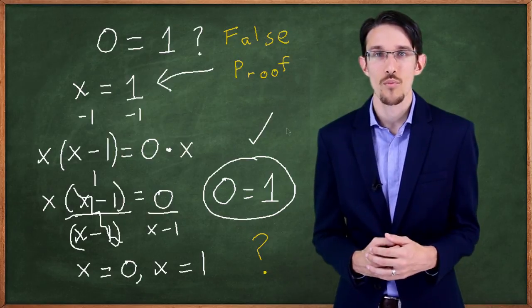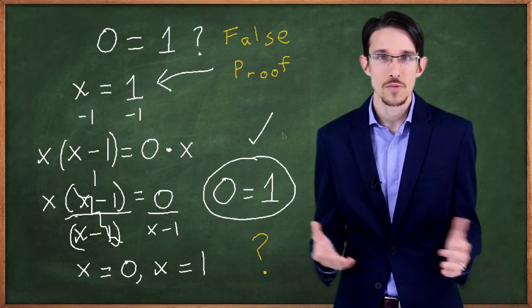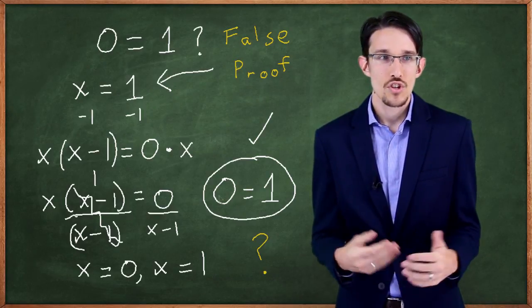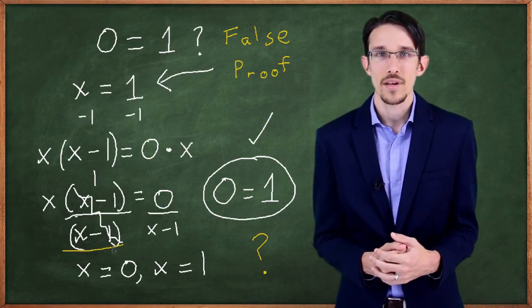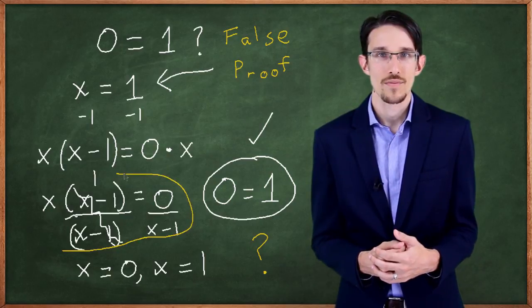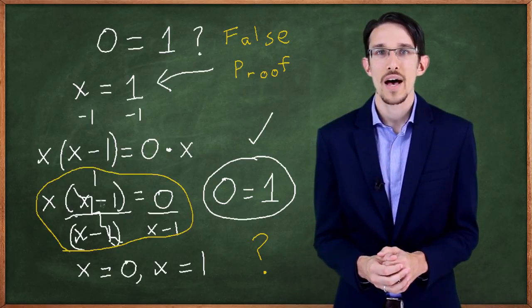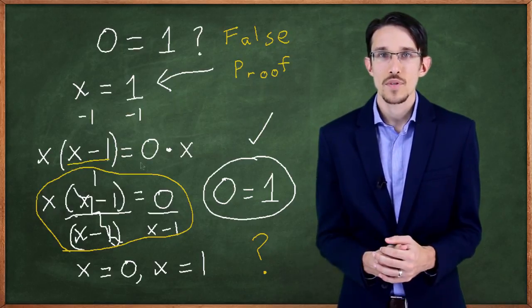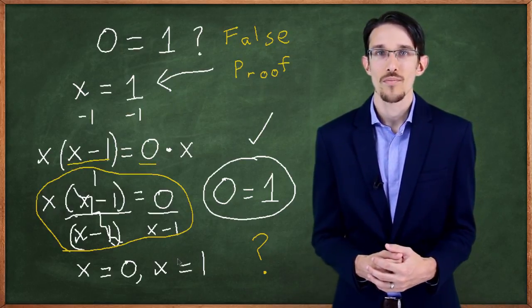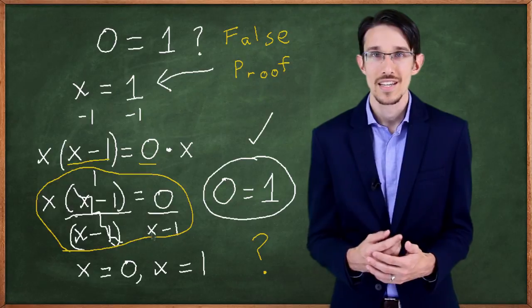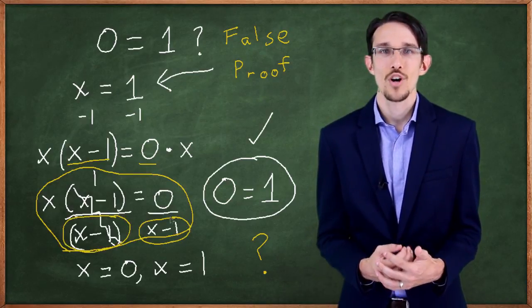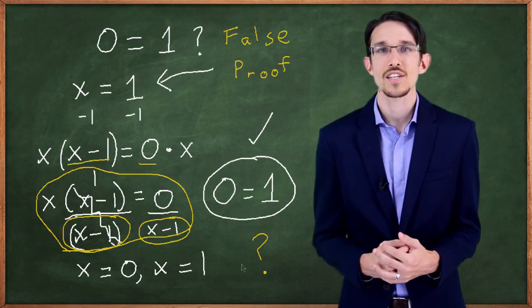I've tricked you somewhere. Alright, spoiler alert, here comes the solution. Look back at the fourth step in our solution, where I divided both sides by x minus 1. Now look up 2 steps. What does x minus 1 equal? Well, x minus 1 equals 0. Are we allowed to divide by 0? No, of course not. And this is where I tricked you.